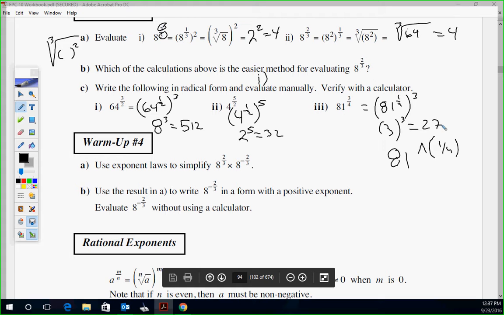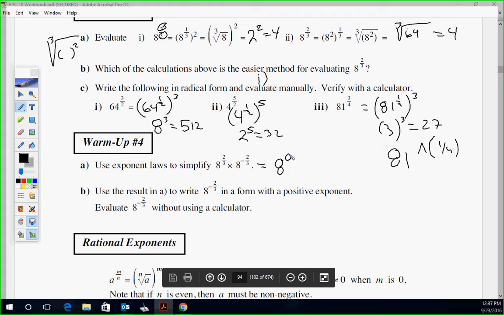Okay, any questions or concerns? All right, use exponent laws to simplify. So here we have 2/3 plus a negative 2/3. What would that be? 8 to the what, though? 2/3 minus 2/3. It's nothing. It's 0.